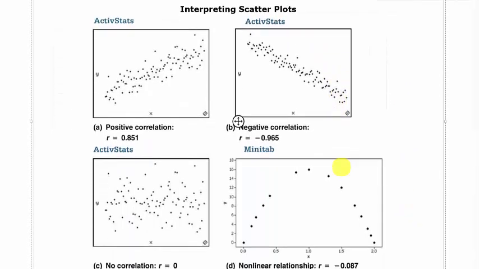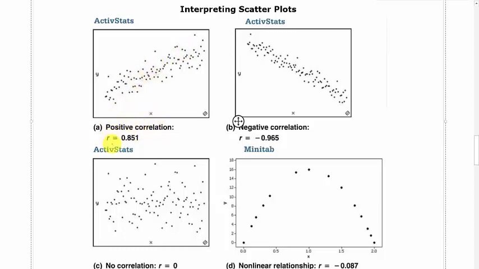So here we just have a bunch of examples of some scatter plots, and we're going to take a look at how to interpret those. In the very first example, we can see that these data are clustered around a line. They're not exactly on a line, nor do we want them to be. We want there to be some variability in there. And as we move from the left to the right, the data points are getting higher. This is what we would call a positive correlation.